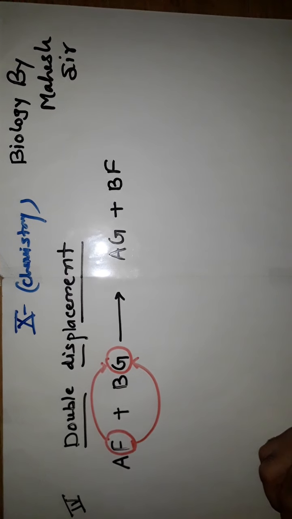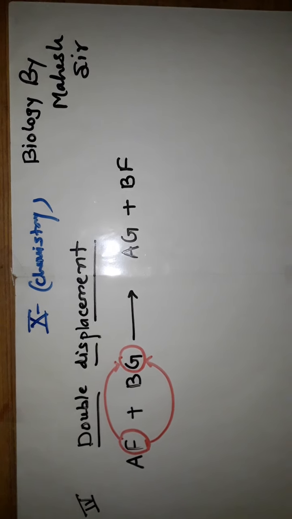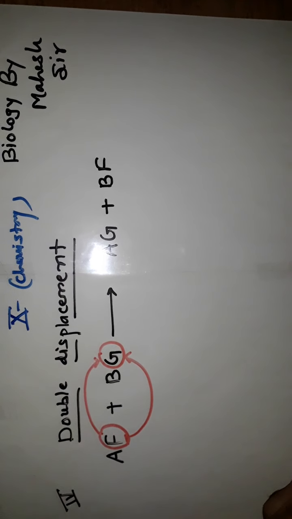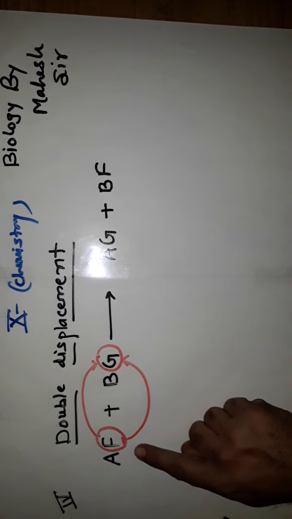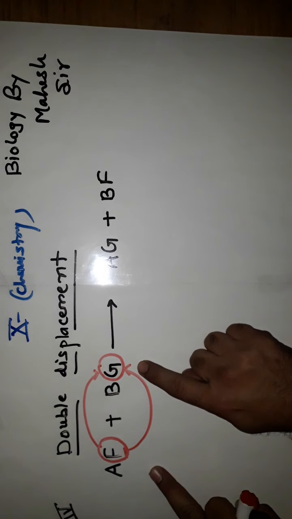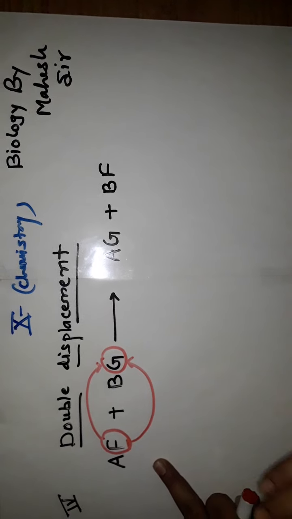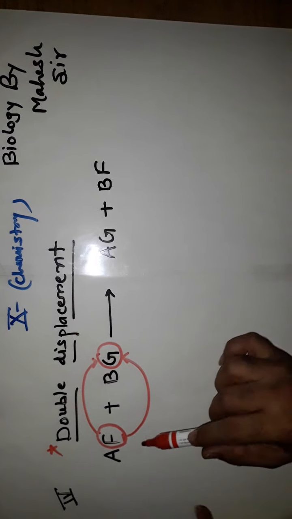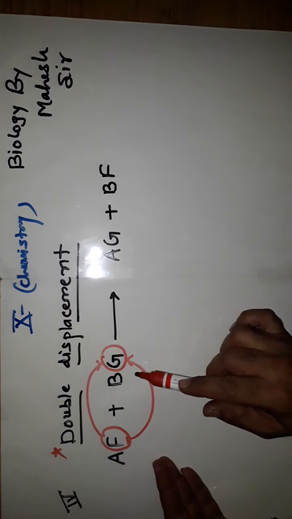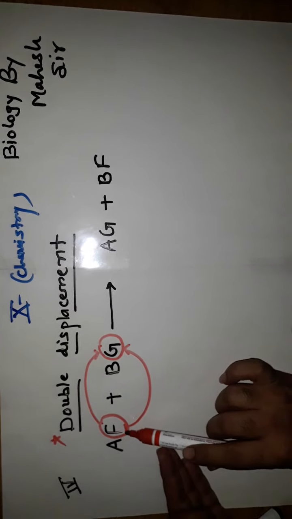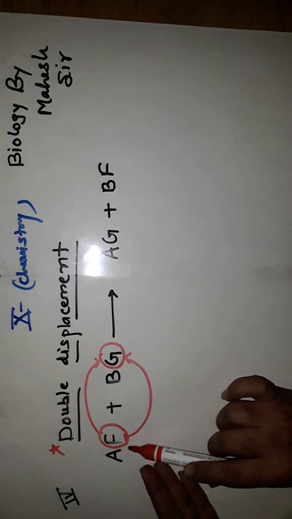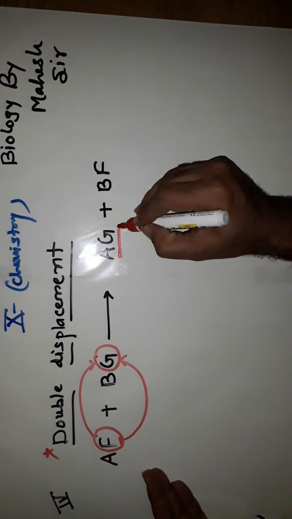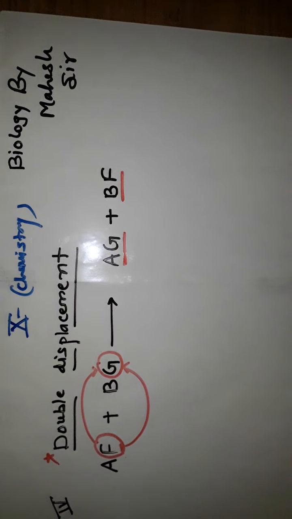So the definition is that the chemical reaction in which two functional groups interchange their position, or we can say one functional group moves to another compound and the second compound's functional group moves to the first compound, that time it is called a double displacement reaction. Displacement means the movement of a functional group from one compound to another. Double displacement means the movement of a functional group from one compound to another and from the second compound to the first. So here AG and BF are the new products. So it is called a double displacement reaction.